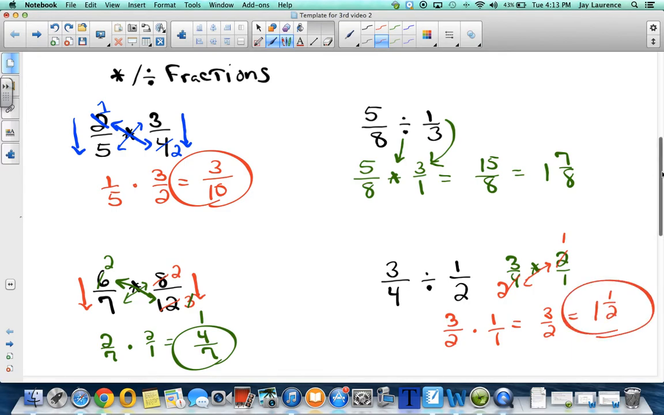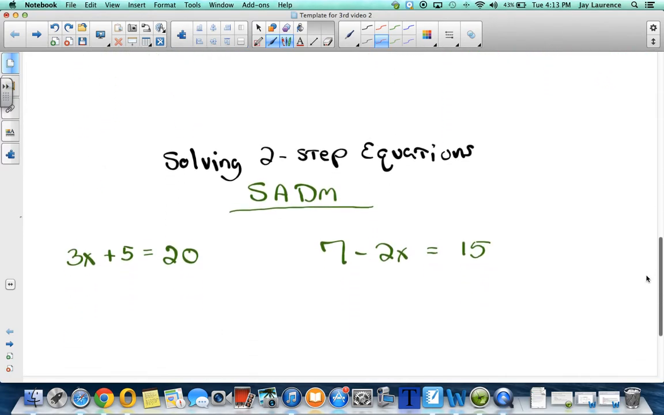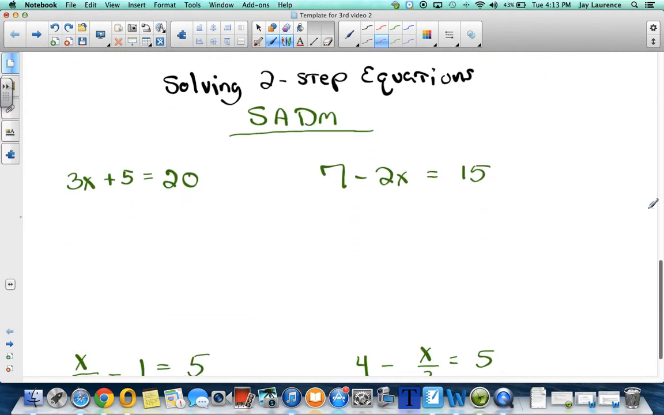Okay, let's move on down here. We're going to do some solving of two-step equations. And when you solve two-step equations, you need to listen to Saddam. Listen to Saddam. Saddam tells you how to undo problems. You're going to undo subtraction and addition before you undo division and multiplication.